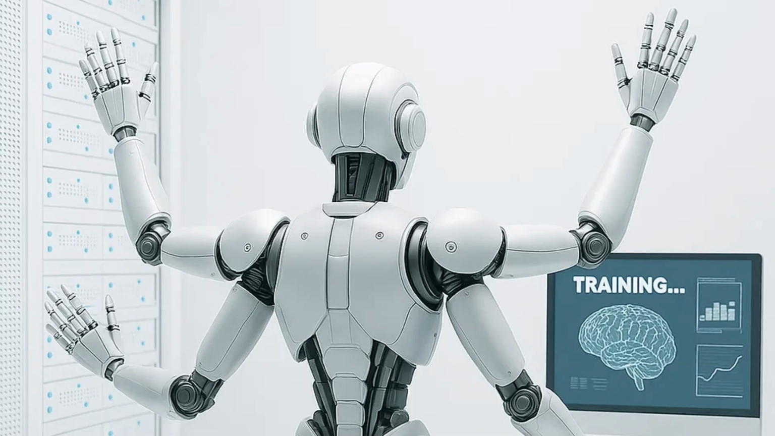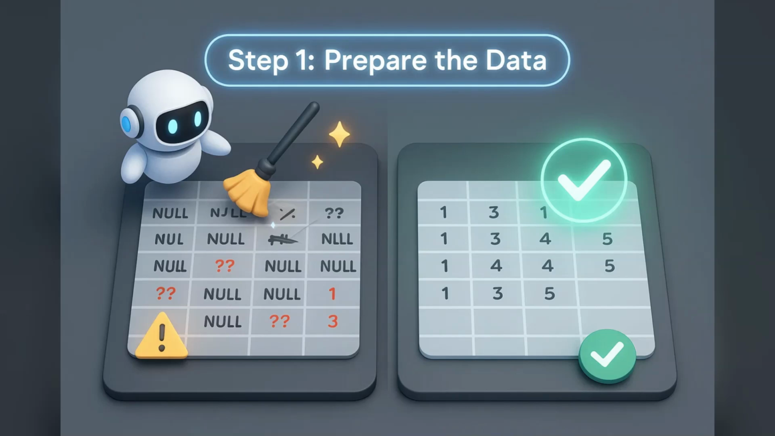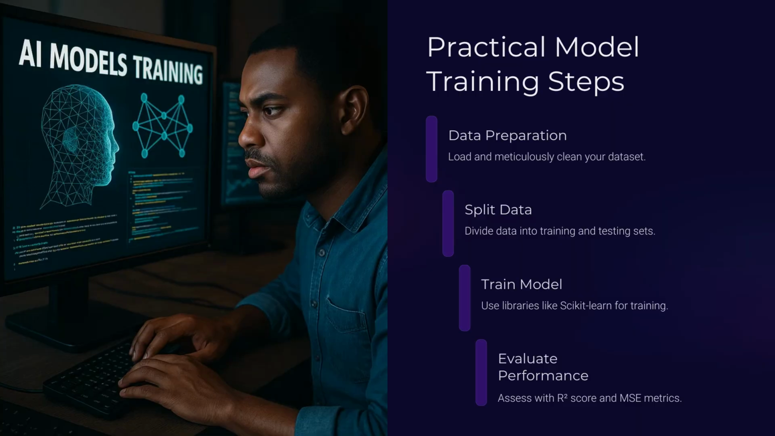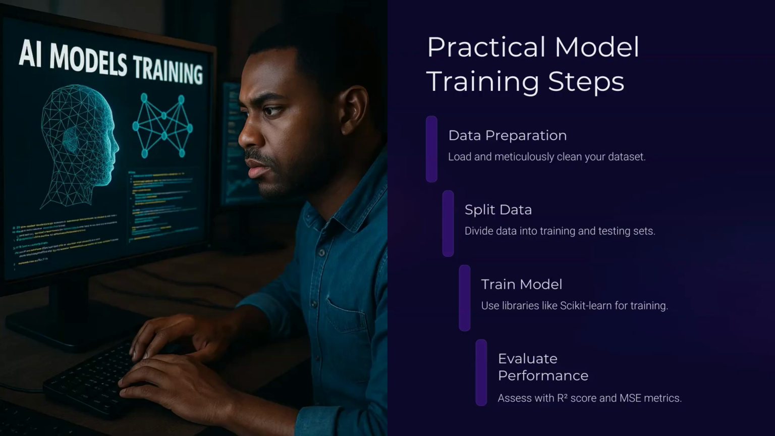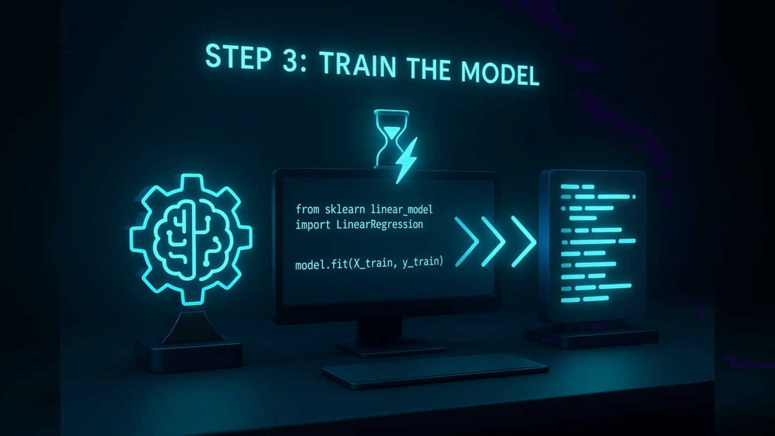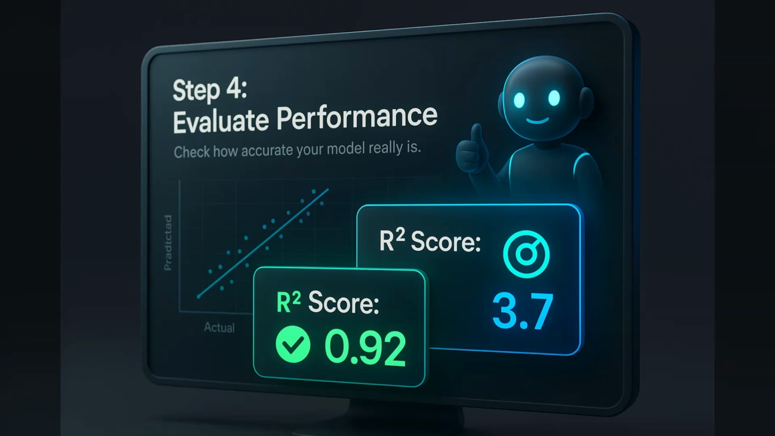Now let's look at how we actually train a machine learning model. First, we prepare the data. That means loading your data set and carefully cleaning it to remove any errors or noise. Next, we split the data into training and testing sets. This helps us evaluate how well the model generalizes. Then comes training. Libraries like scikit-learn make this step quick and efficient. Finally, we evaluate performance using metrics like R-squared and mean squared error to see how accurate the model really is.